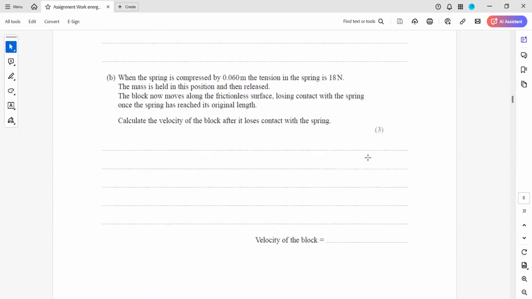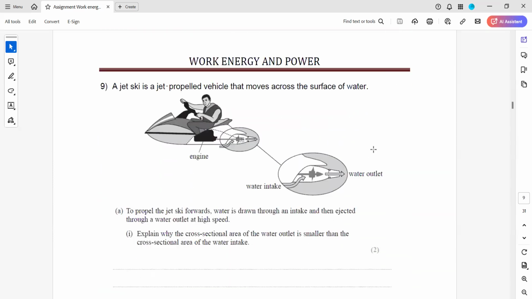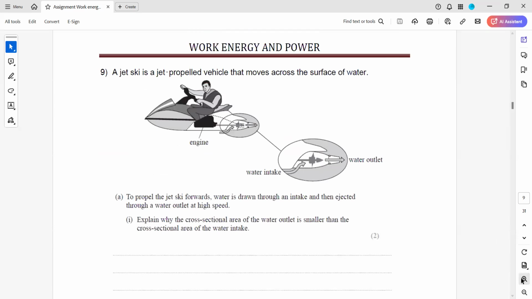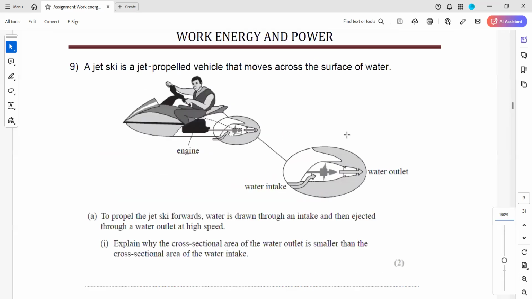This is work done by the spring, because that's our next topic. In question 9, work, energy, and power.